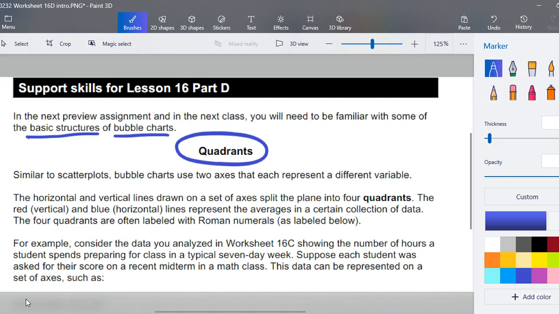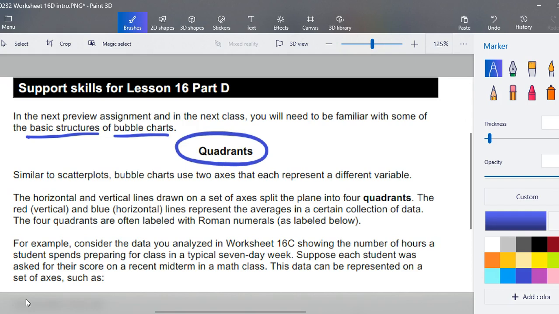Similar to scatter plots, bubble charts use two axes that each represent a different variable. The horizontal and vertical lines drawn on a set of axes split the plane into four quadrants. Below, in just a minute, you're going to see red is vertical, blue is horizontal, and they represent the averages in a certain collection of data. Four quadrants are often labeled with Roman numerals.